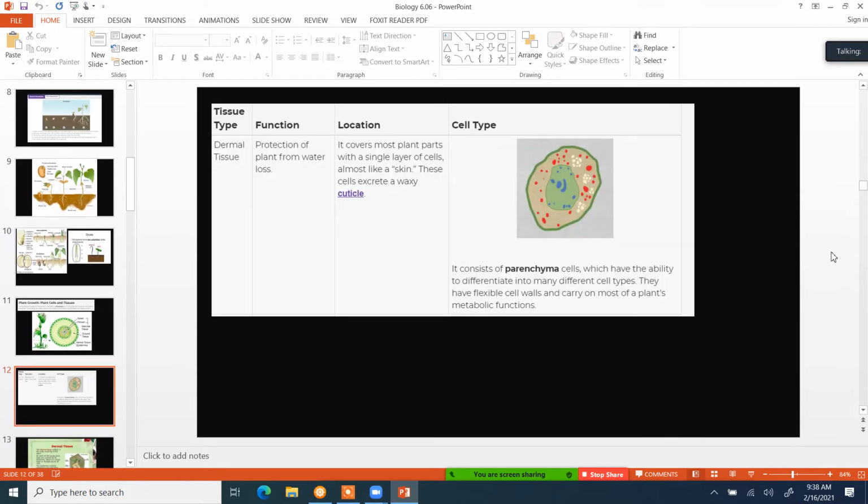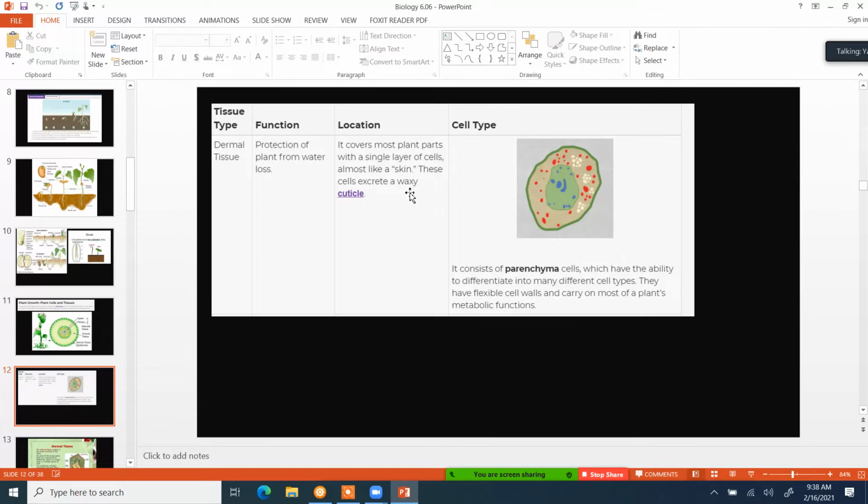So let's take a look at first dermal tissue. Dermal tissue is protection, right? It basically lines the outside of the plant. It protects the plant from water loss, right? And it covers most plant parts with a single layer of cells, almost like a skin, right? These cells excrete a waxy cuticle.